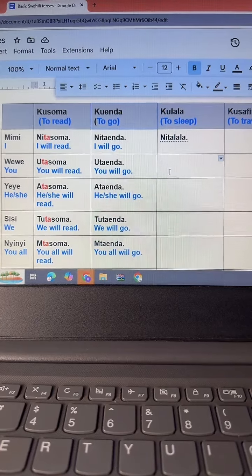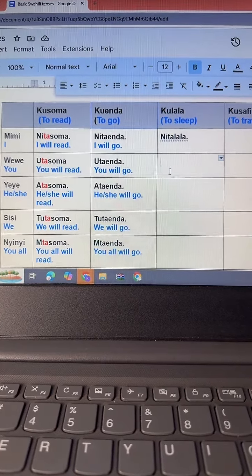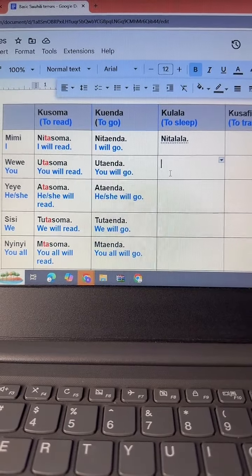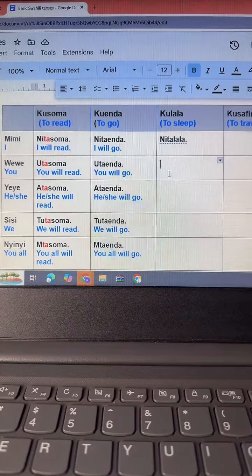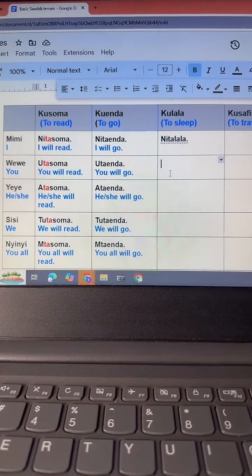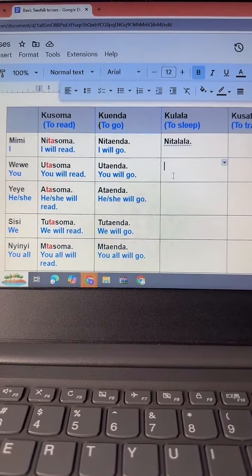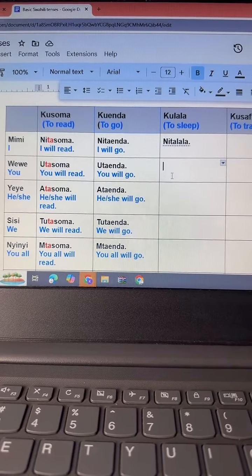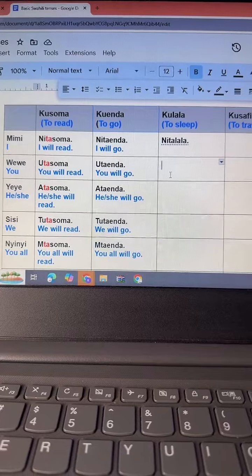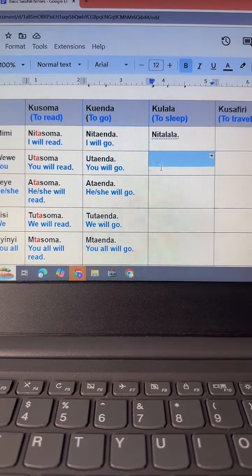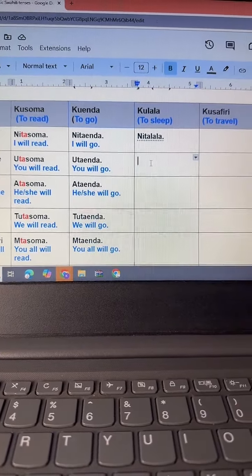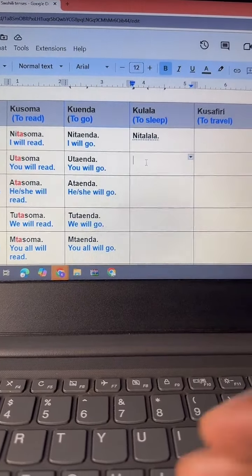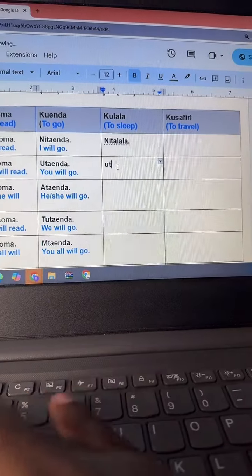Nitalala means I will sleep. Try again please. So here it will be utalala. Utalala means you will sleep. Utalala. Asante sana. Utalala. Sawa.